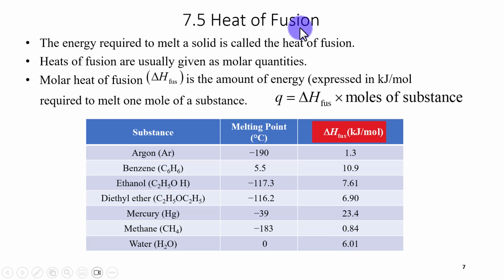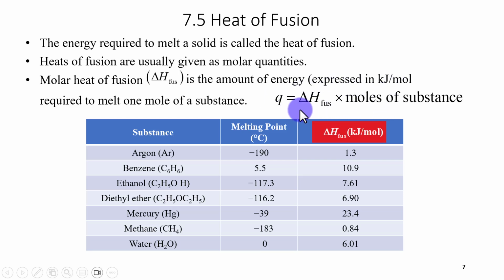Heat of fusion or melting is the energy that is required to melt a solid. Okay? Heats of fusion are given in molar quantities, not in grams, like we did for the other heat energy. So molar heat of fusion, delta H of fusion, is the amount of energy that is required to melt 1 mole of a substance, and it's expressed in kilojoules per mole.